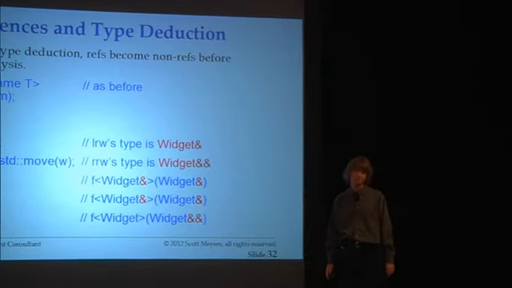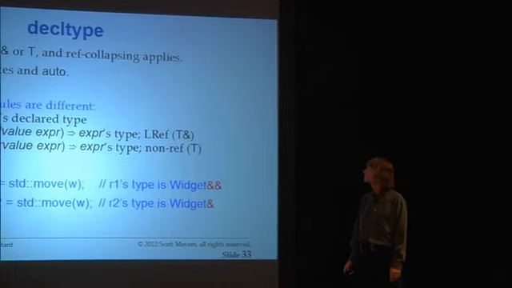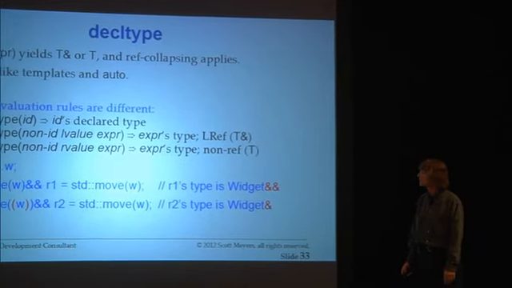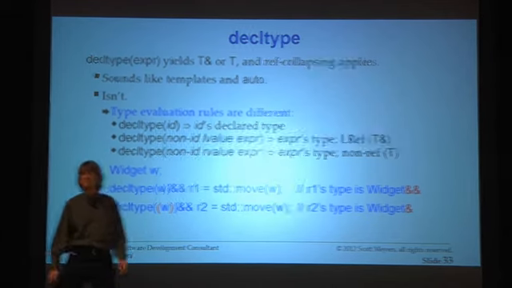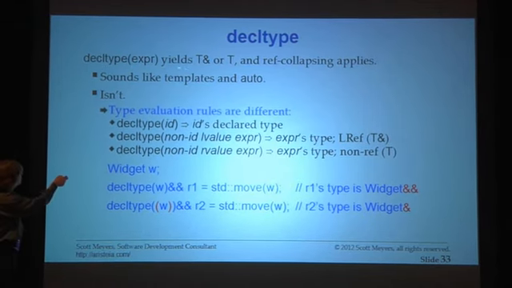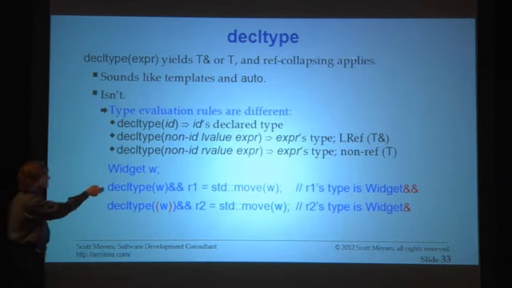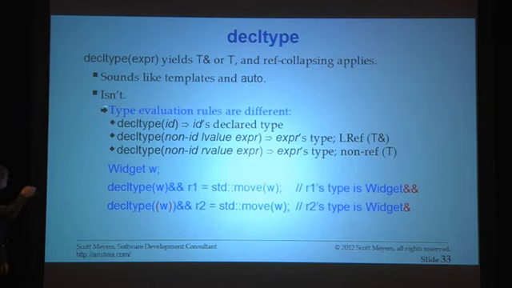One more rule to remember. Last thing I want to talk about is decltype. Things start off nicely enough. Decltype of an expression yields either a T ref or a T, and reference collapsing applies. We've been down this road before. Sounds like templates and auto. Isn't. Because the type evaluation rules are different.